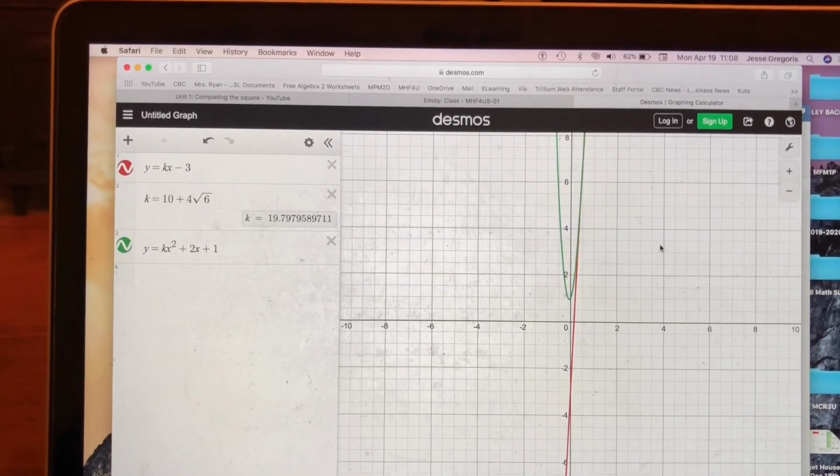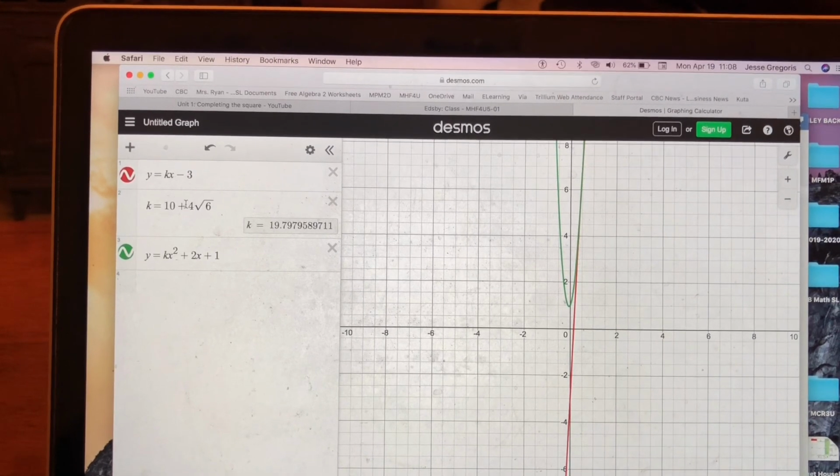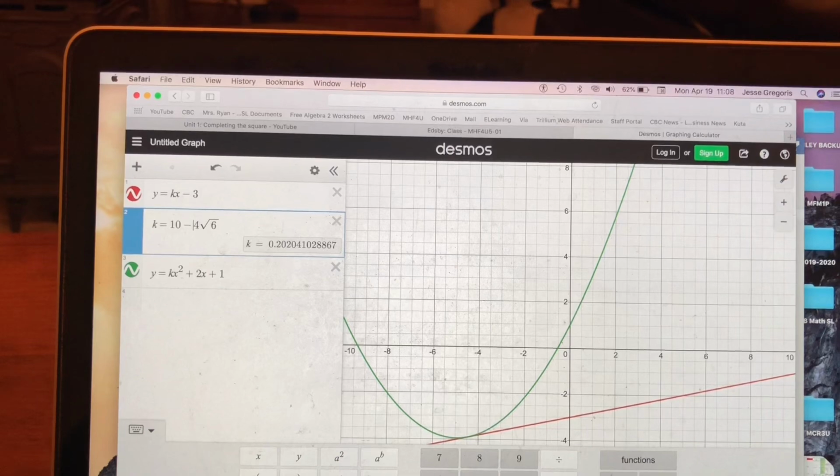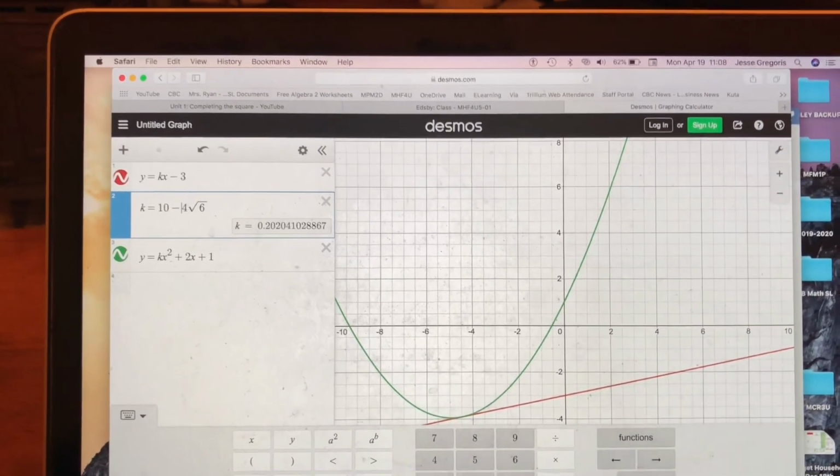And so those are your two possible values, 10 plus 4 root 6 and 10 minus 4 root 6. Hope that helped with your discriminant questions.